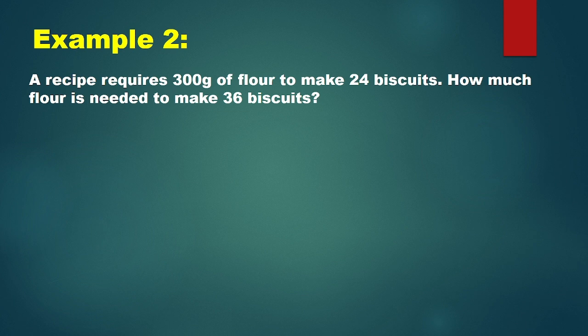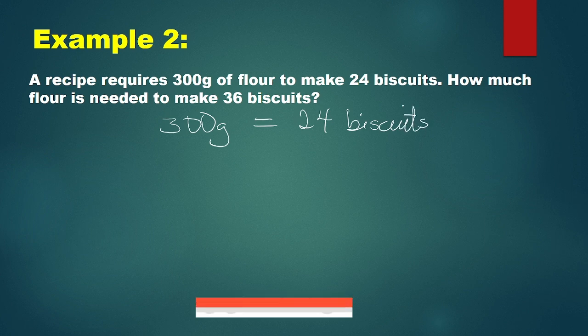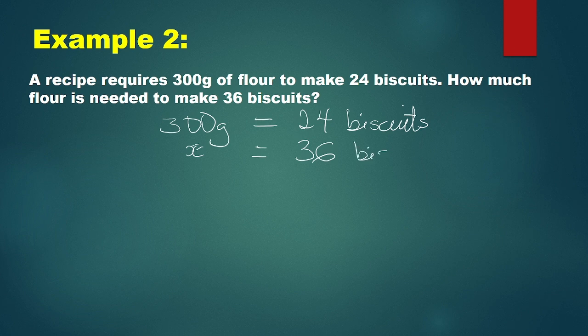To solve this, always ensure that each variable are on different sides of the equal to sign. So 300 grams of flour will make 24 biscuits. I have already predicted that the number of flour will increase, and I don't know what it will increase to, so I'm replacing that with an unknown x. That will give us 36 biscuits.